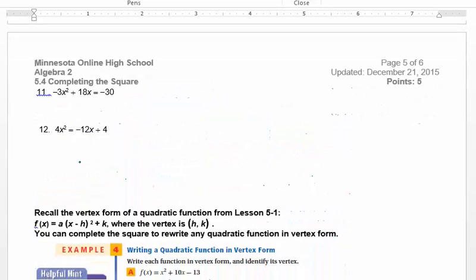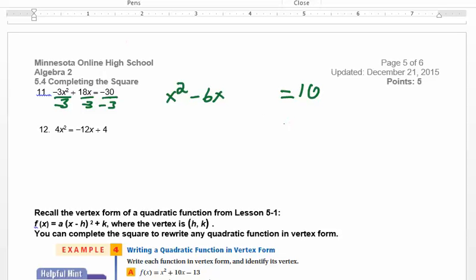Let me just start one more. Let's look at number 11 just a little bit. First of all, I'm going to see if there's something I can divide everything by. I'm going to divide by a negative 3 to make my life a little easier. You want to have a positive x squared term. So that would leave me with x squared minus 6x, because 18 divided by negative 3 is negative 6. Leave a gap, equals negative 30 divided by negative 3 is 10.